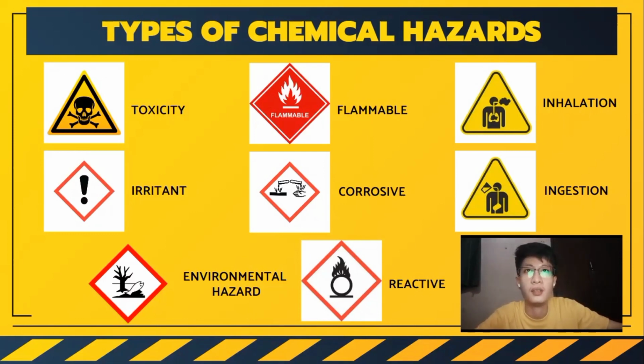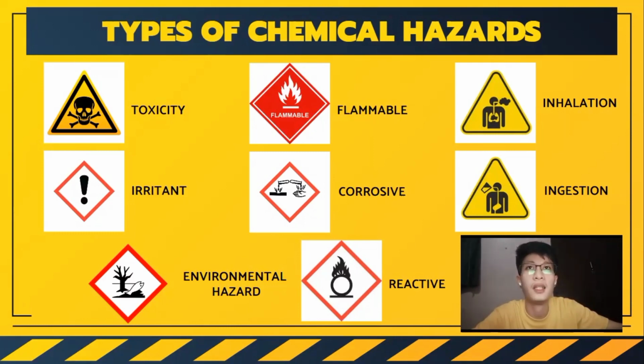Next is ingestion. Ingesting chemicals can cause severe harm to the body, particularly to the digestive system and other organs such as the liver and kidneys. Examples of harmful chemicals that can be ingested include cleaning products, pesticides, lead and other heavy metals, and certain medications when taken in excess. Proper labeling, storage, and disposal of these chemicals, as well as using them only as directed, can help prevent accidental ingestion and associated health risks.